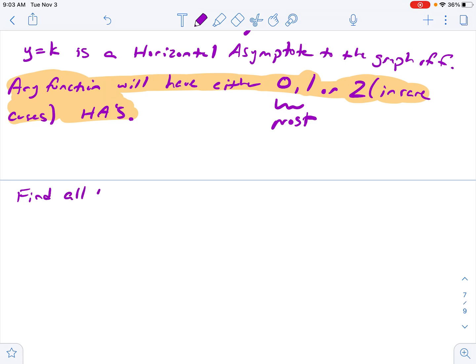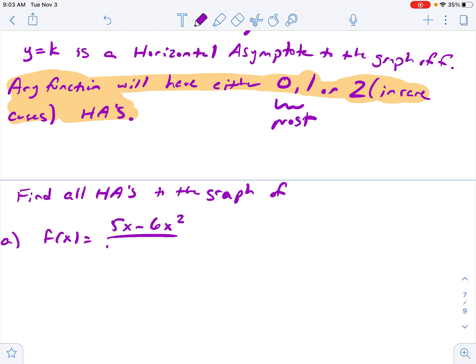Okay, so find all horizontal asymptotes to the graph of. Okay, part A, let's say f of x is 5x minus 6x squared over 2x squared plus 3x minus 1. Okay, so to find the horizontal asymptote, we look at the limit as x approaches negative infinity of this thing.